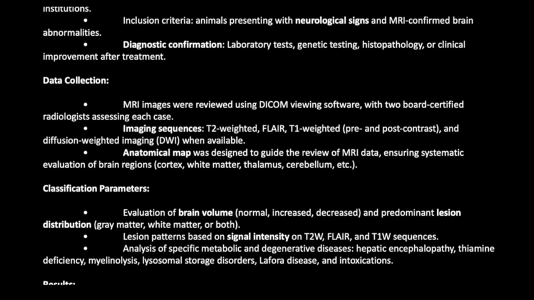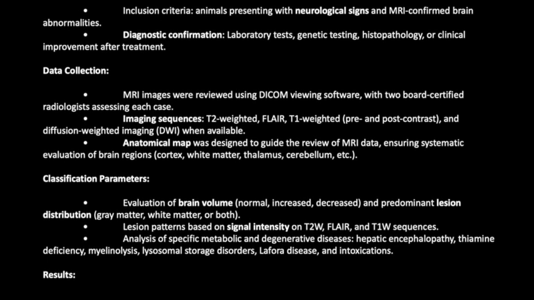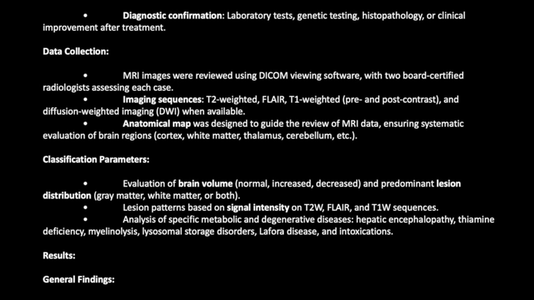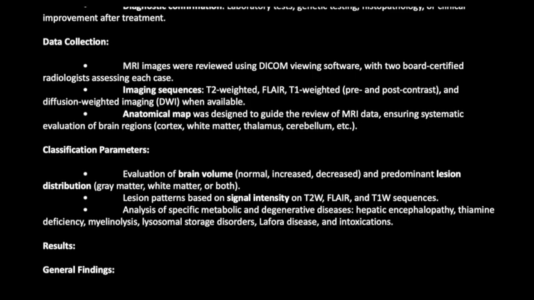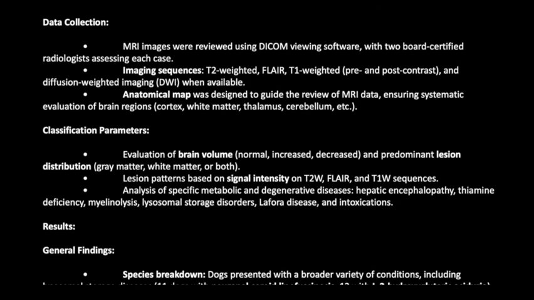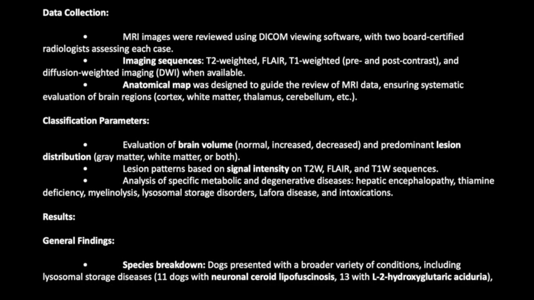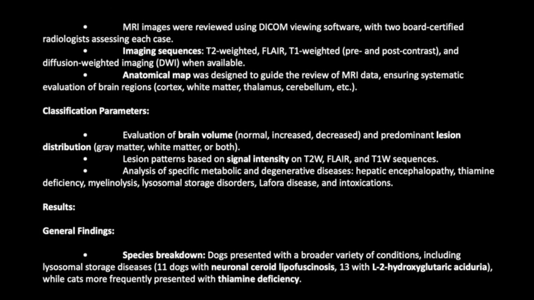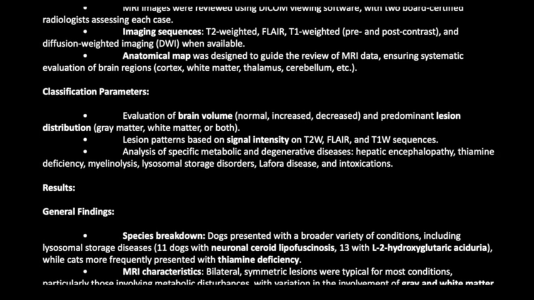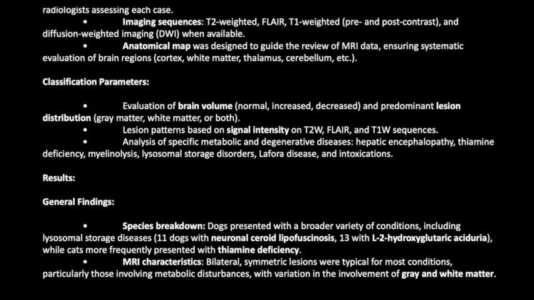thalamus, cerebellum, etc. Classification parameters: evaluation of brain volume, normal, increased, or decreased, and predominant lesion distribution, gray matter, white matter, or both. Lesion patterns based on signal intensity on T2W, FLAIR, and T1W sequences. Analysis of specific metabolic and degenerative diseases: hepatic encephalopathy, thiamine deficiency, myelinolysis, lysosomal storage disorders, Lafora disease, and intoxications.